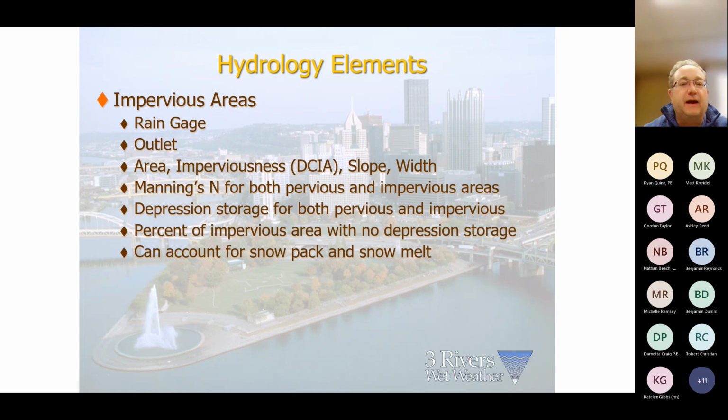The other thing that could impact is your Manning's N for both pervious and impervious, but really your main calibration factors are typically your area, which is really not a calibration. That's usually, this is what it is. Your DCIA is a major one. That's usually the biggest knob that people are turning. Then a little bit on the slope and the width. Depression storage and your pervious area representation are really pretty minor.